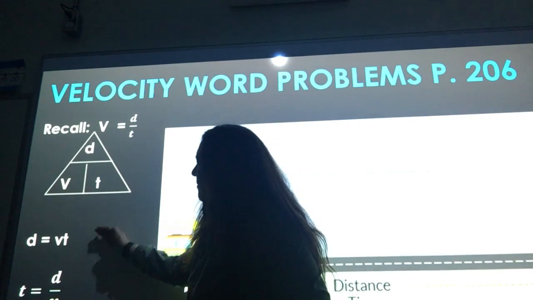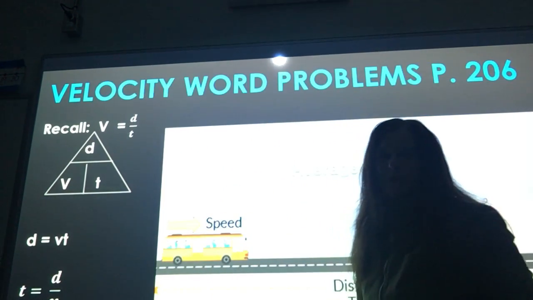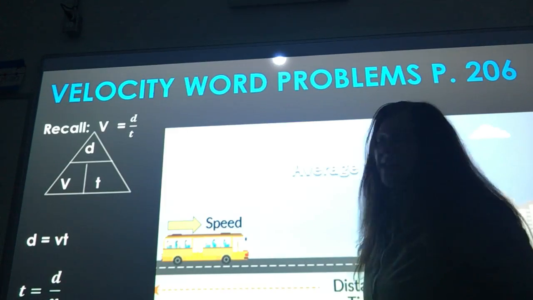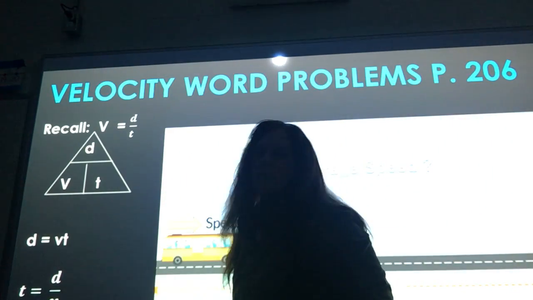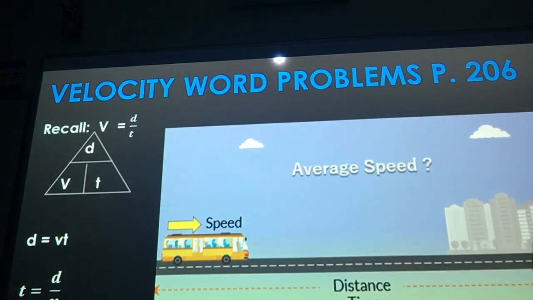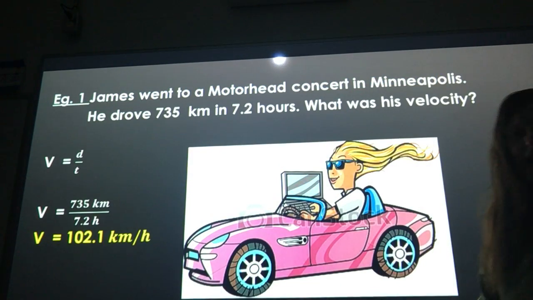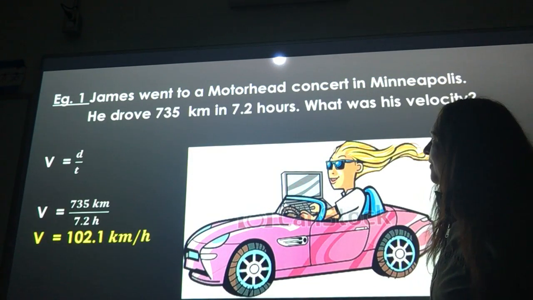I also have given you the 3 rearranged formulas in your notes. So for today's lesson, it's only 3 things you're solving for: velocity, distance, or time. So we'll do 2 or 3 examples together, and hopefully that's enough for your reference for your class today.